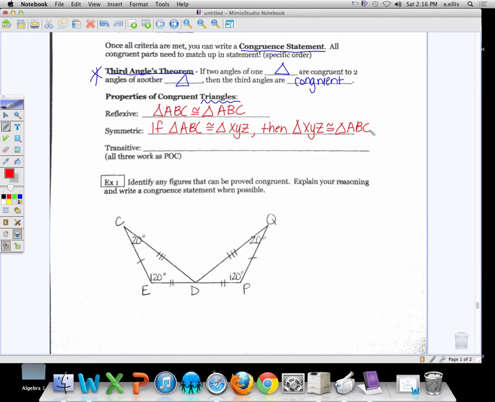And our transitive property, this one's a little longer, if triangle DEF was congruent to triangle GHI, and we knew triangle GHI was congruent to triangle JKL, then triangle DEF, the first one, would be congruent to triangle JKL, the last one. And all 3 are going to work as properties of congruence, so you should be throwing that POC on the back end of them if you use them for a reason.